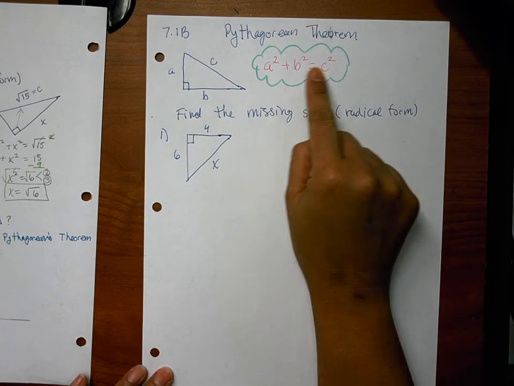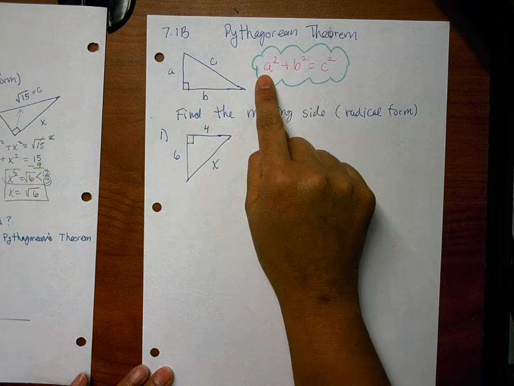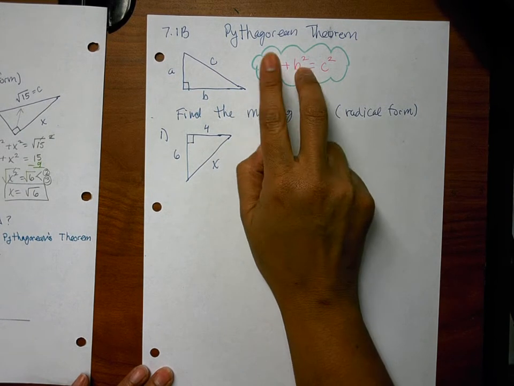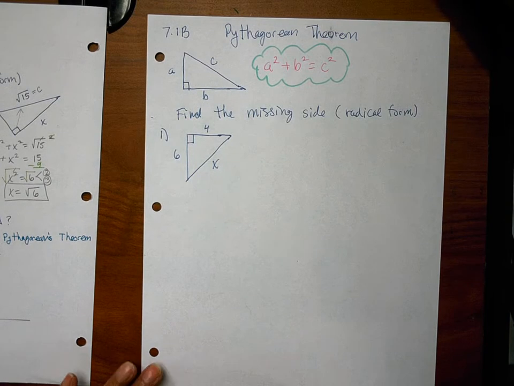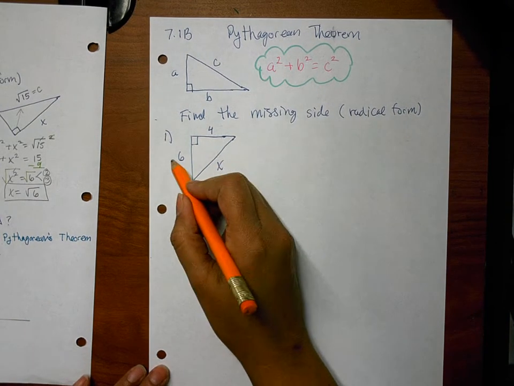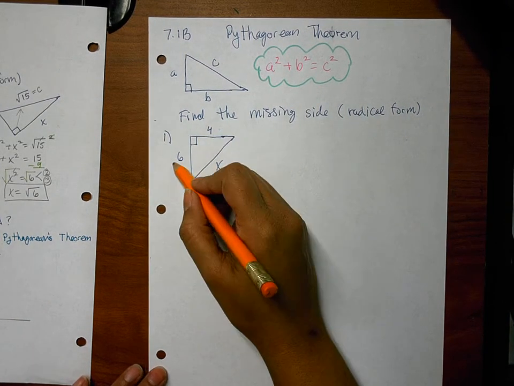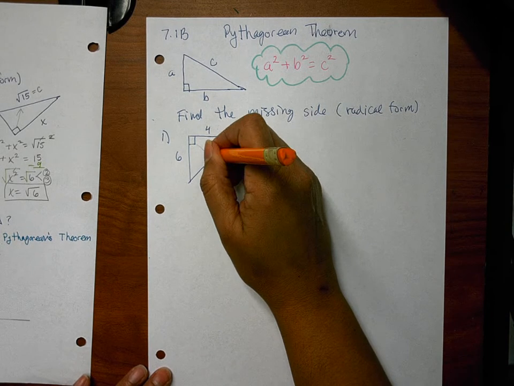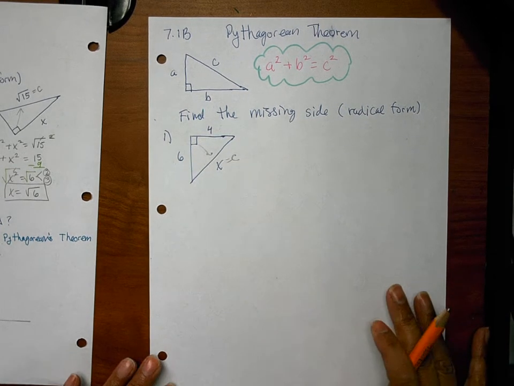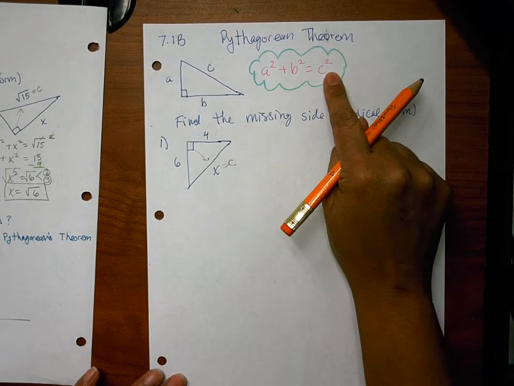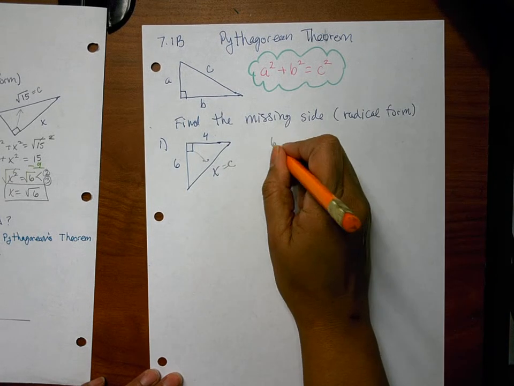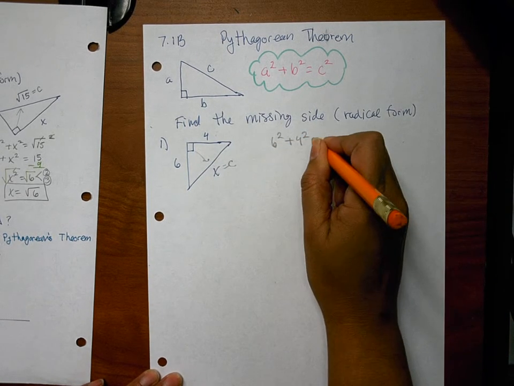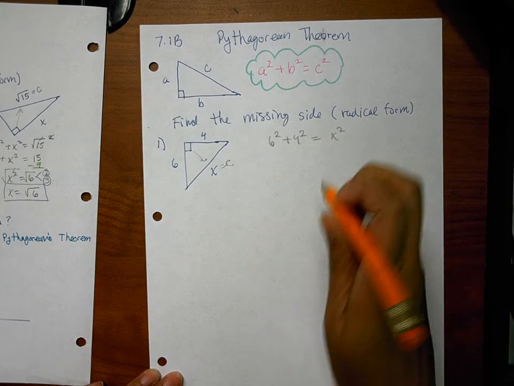So a squared plus b squared equals c squared. You square and add your two legs and it will always equal your hypotenuse squared. Okay, so it doesn't matter if you call this A and that B or that B and that A, as long as your hypotenuse is your C, or the one that's by itself on the other side, the equal C squared piece. All right, so I'm going to write 6 squared plus 4 squared equals x squared.